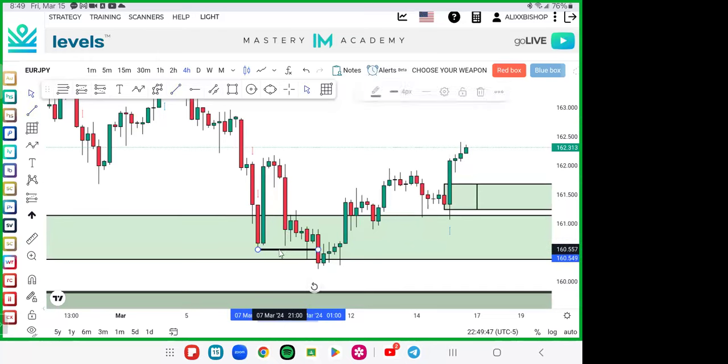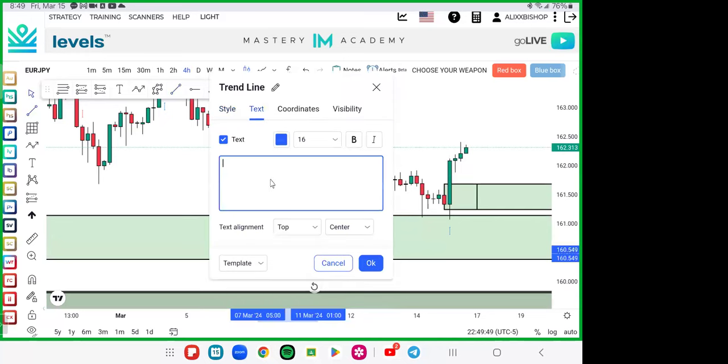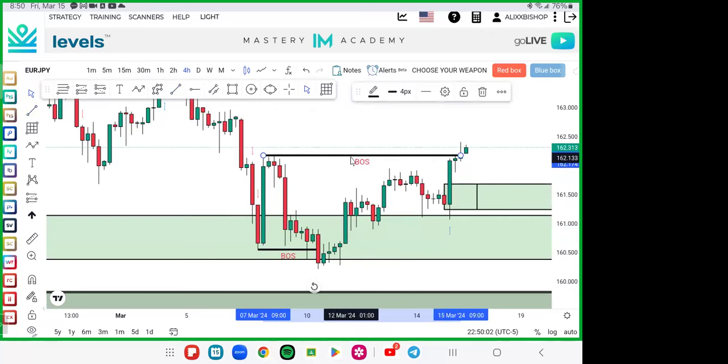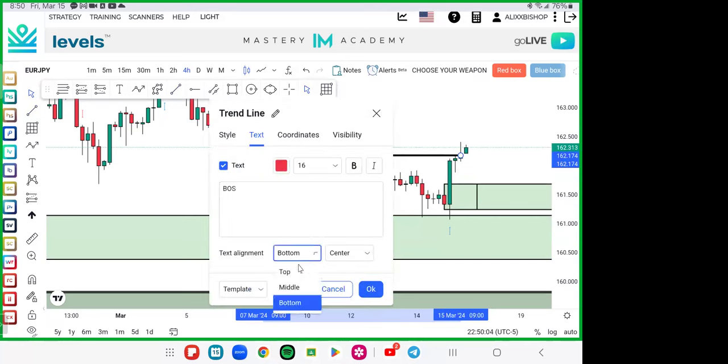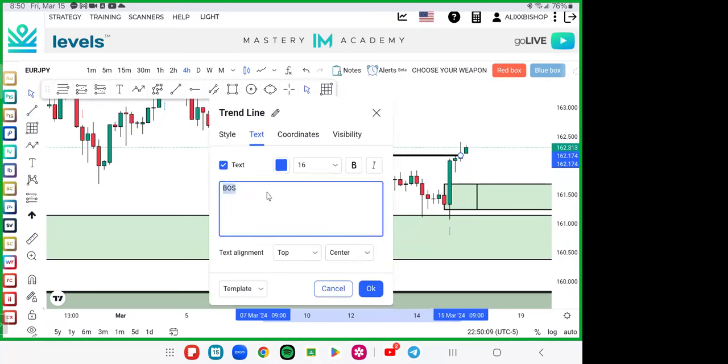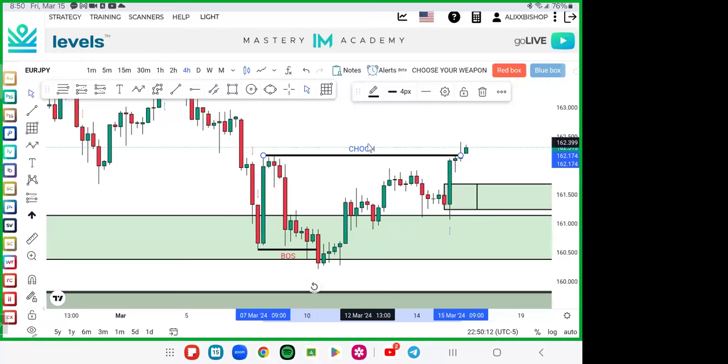Mark it up clean, guys. Mark it up clean. Because anytime you see a BOS, guys, it's always going to be your shoulder, right? This right here is going to be my shoulder. So when you mark it up clean, you're already going to know, oh, that's my shoulder zone right there. Oh, not a BOS, change of character. Boom, we got the change of character.